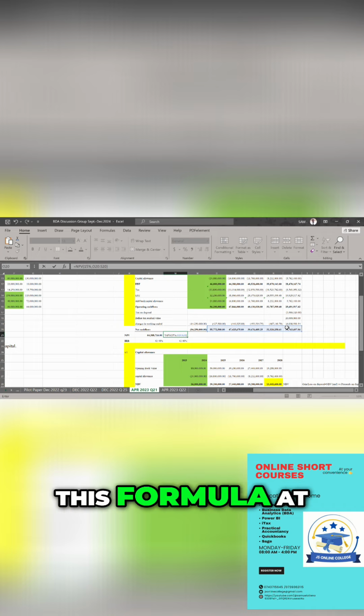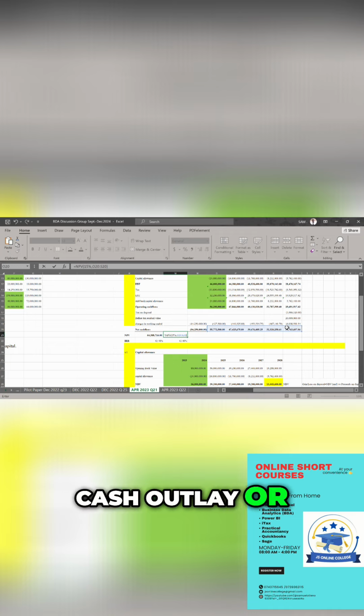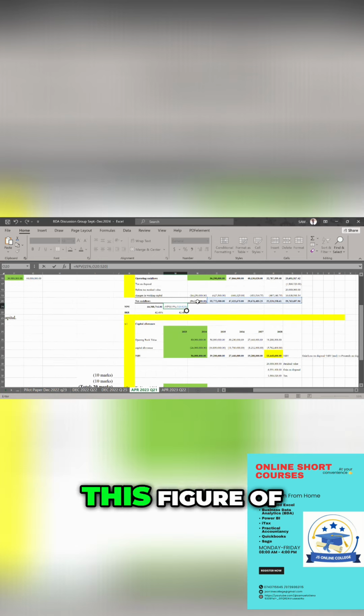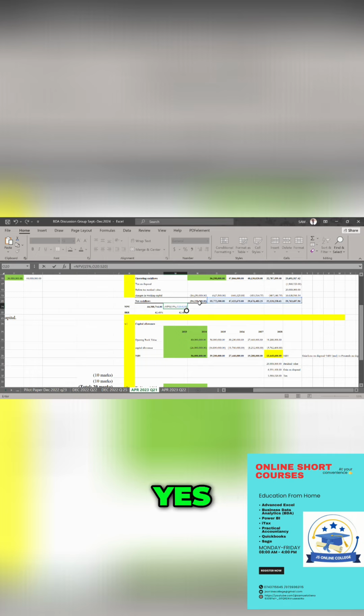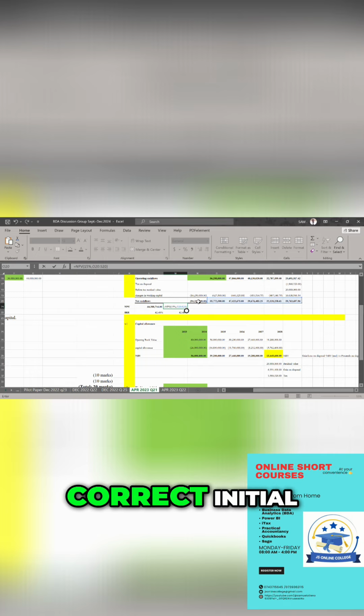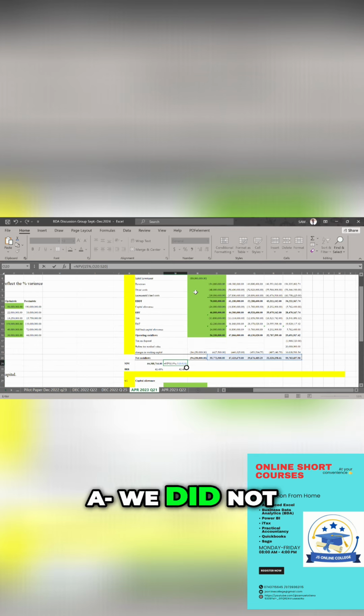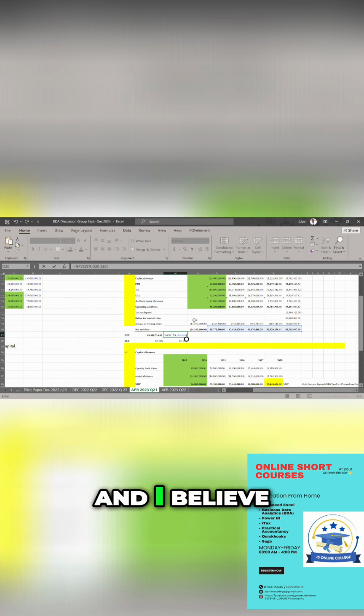So you cannot leave this formula at that. We have to deduct the initial cash outlay, or the present value of cash outflows, so that we get our net present value. And because our initial cash outlay is appearing under year 0, and in this case, if I can use this figure of 94 to 50, yes, assuming that this is the correct initial cash outlay, I'm just saying assuming because we did not finish all of this, and I believe it might be different, but I believe we've just confirmed that we are okay up to the net cash flow.